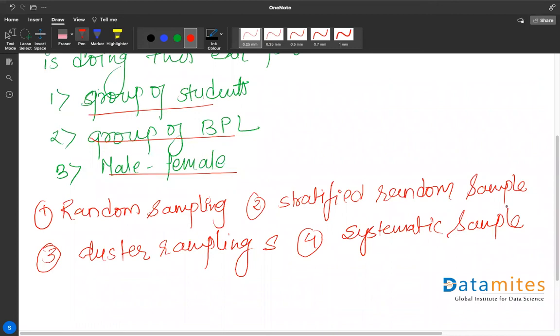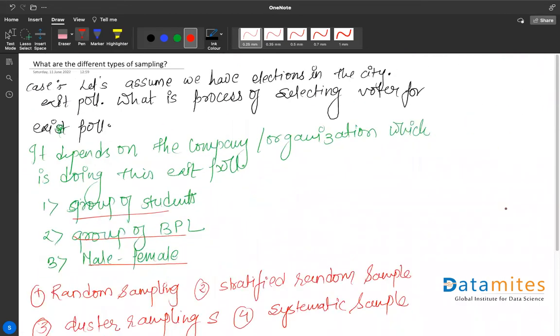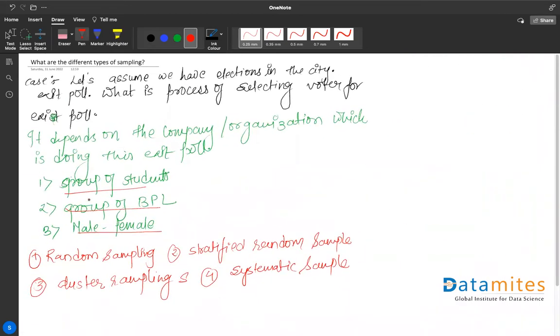So ideally, whenever this kind of exit poll question comes, you need to first tell them this, and then you can tell them that for this kind of thing, we can say random, stratified, or cluster sampling can be used.